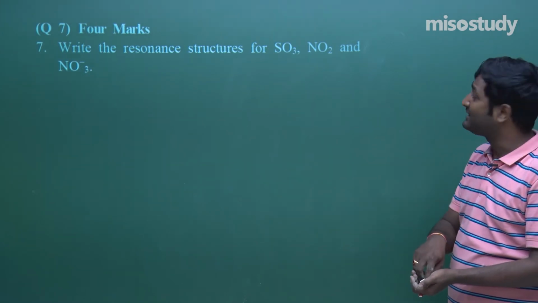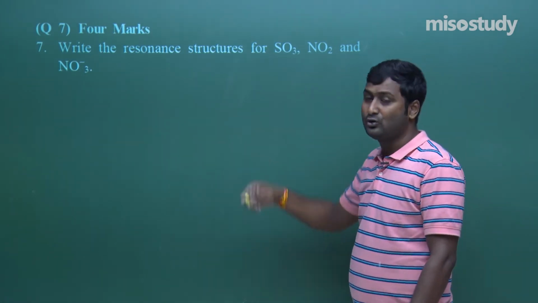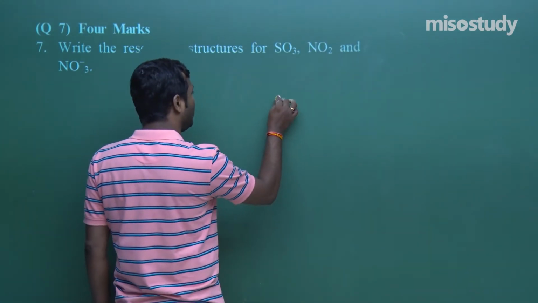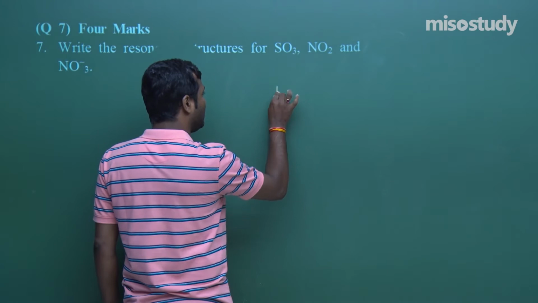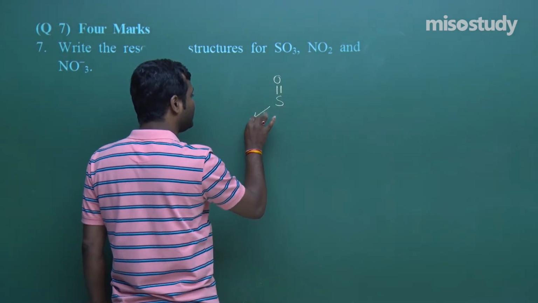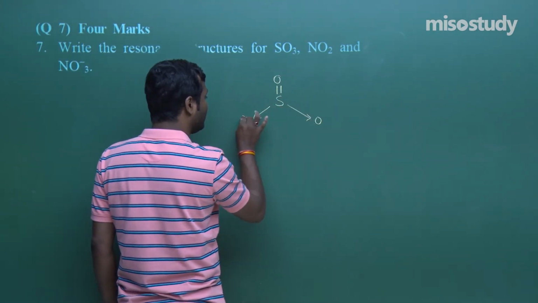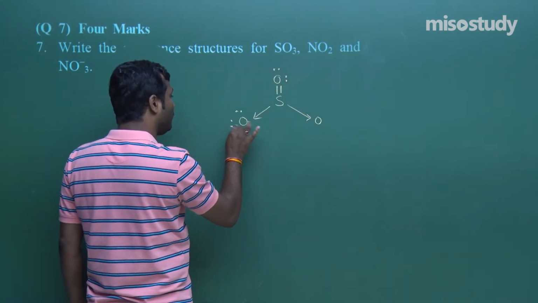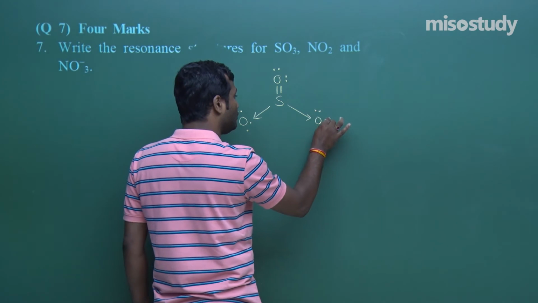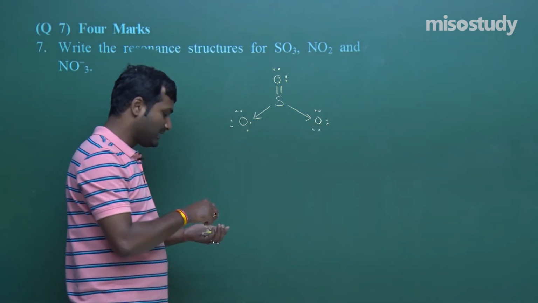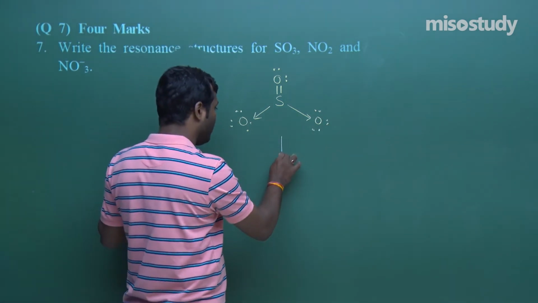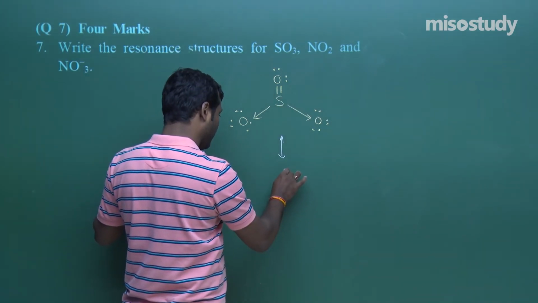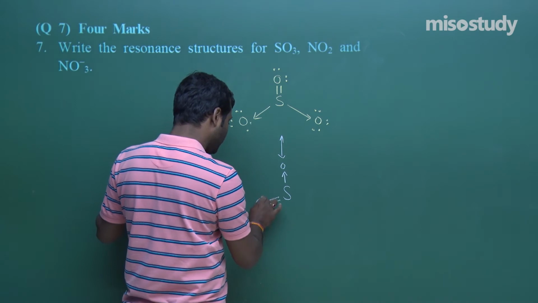I have discussed these things, SO3, NO2, NO3 minus, during my lecture. What is SO3? We know in SO3 there is a double bond, then a coordinate linkage like this, 2 and 2, 4, 2, 6. This is the first resonating structure. Do you remember this? Now the second one is a coordinate double bond.